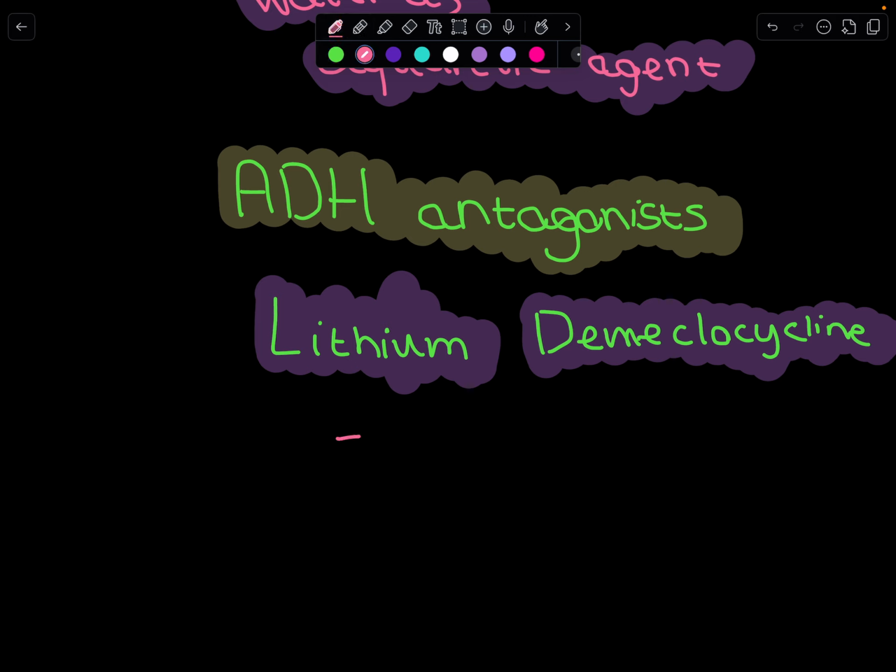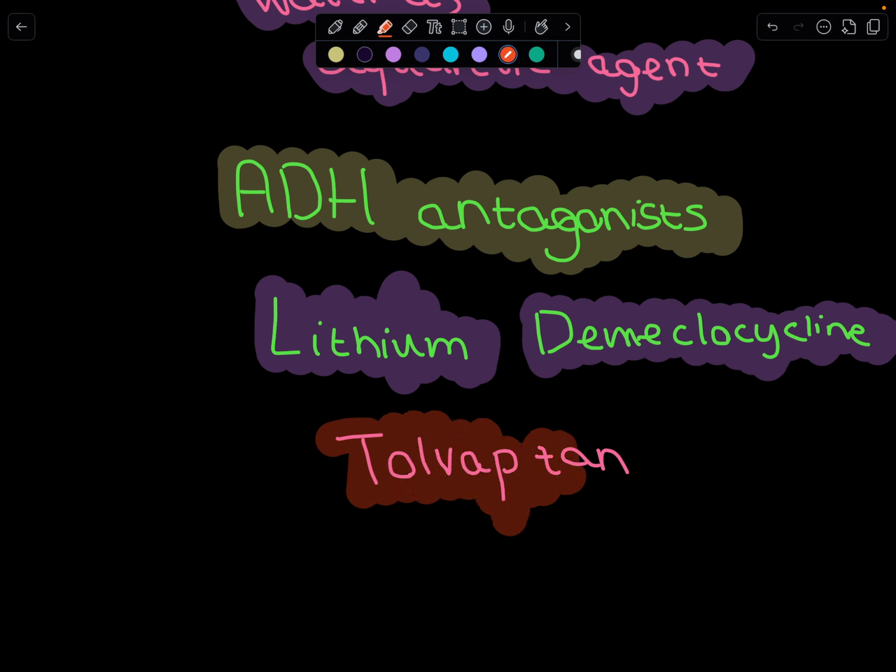ADH, antidiuretic hormone antagonists, also called vasopressin receptor antagonists, block vasopressin's action to reduce water reabsorption in the kidney. Tolvaptan, a V2 receptor antagonist, acts in the collecting duct, preventing aquaporin 2 channel insertion, leading to increased water excretion without major electrolyte loss. It's used for hyponatremia in heart failure or SIADH, syndrome of inappropriate ADH secretion.